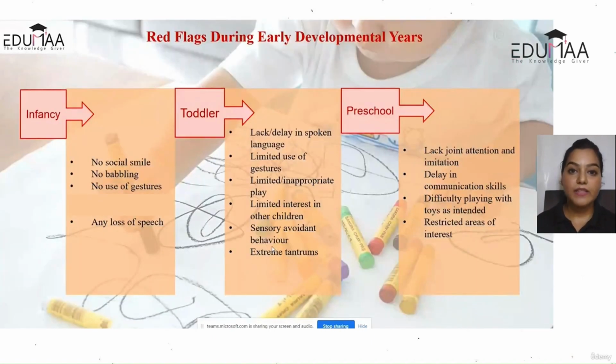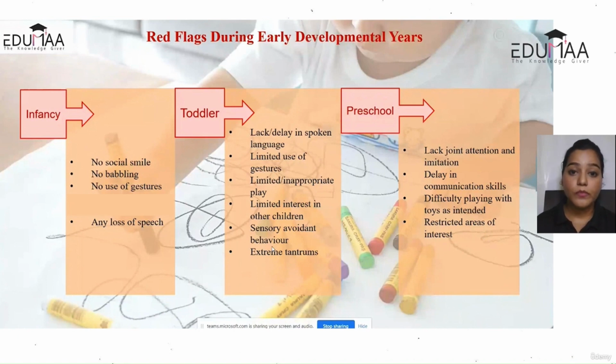Next is red flags during early developmental years. There are specific red flags that we can identify and understand, okay, my child requires help. If these developmental things are not happening at a specific age, I should probably pay more attention to my child. So let's start with infancy. In infancy, just observe whether there is a social smile. If it is not there, it is a red flag. If there's no babbling, it's a red flag. The child should be able to use certain gestures. If it's not there, we need to look at that. And if there is any loss of speech happening, then we need to definitely look into that.